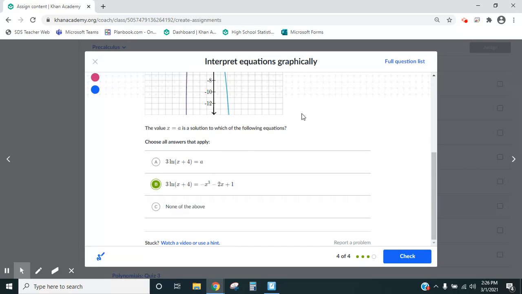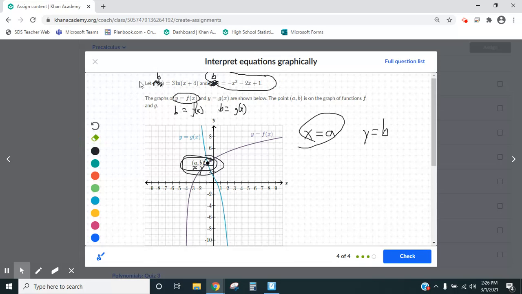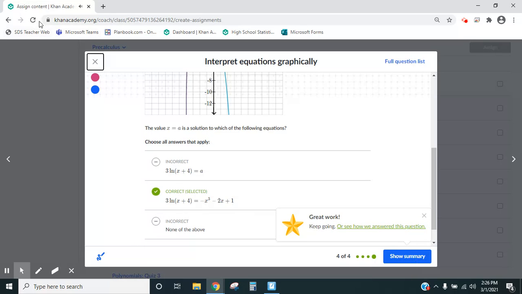Also, another way I could say this is either one of these ways up here, where b is equal to the function. Remember, f of x and g of x are just like saying y, right? And the y-coordinate here is letter b. It's not letter a. So option A in this multiple choice is incorrect. It should have said equal b, not a. Let's try another one.